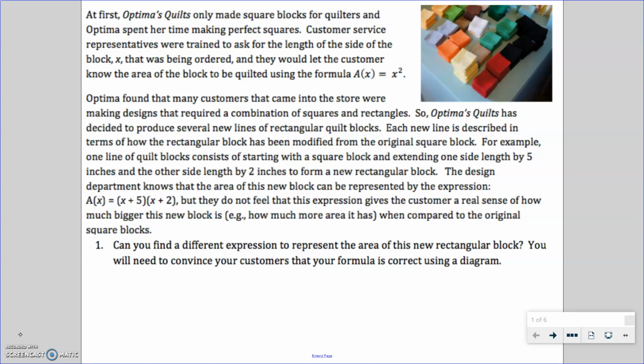All right, pause your video at this point in time, read through the question and try number 1 on a scratch sheet of paper. When you're ready to see the answer, go ahead and unpause. All right, so basically what we're looking at now is instead of looking at square blocks, now we're talking about rectangles. Okay, so we've got something that looks like this, and it says, can you find a different expression to represent the area of this new rectangular block? And can you convince us using a diagram?